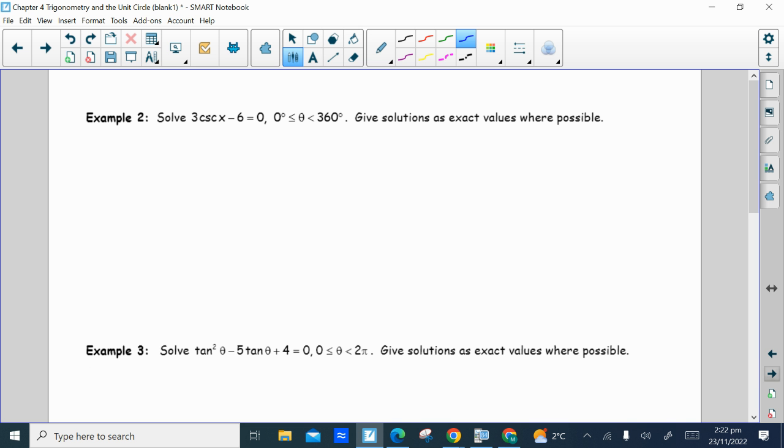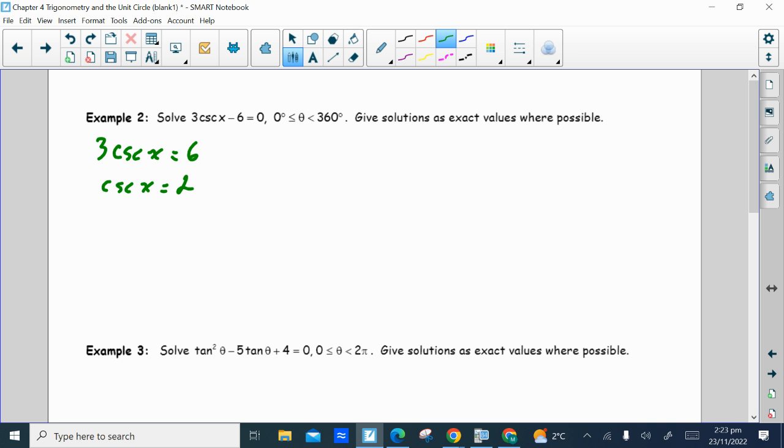So this next one, we don't have to factor this one. We can get cosecant of x by itself by using algebra. Also note the domain. This time our answers have to be in degrees. And 0 would be included potentially, but not 360 because theta is less than 360. So to get cosecant x by itself, we would add 6 to both sides and then divide by 3.